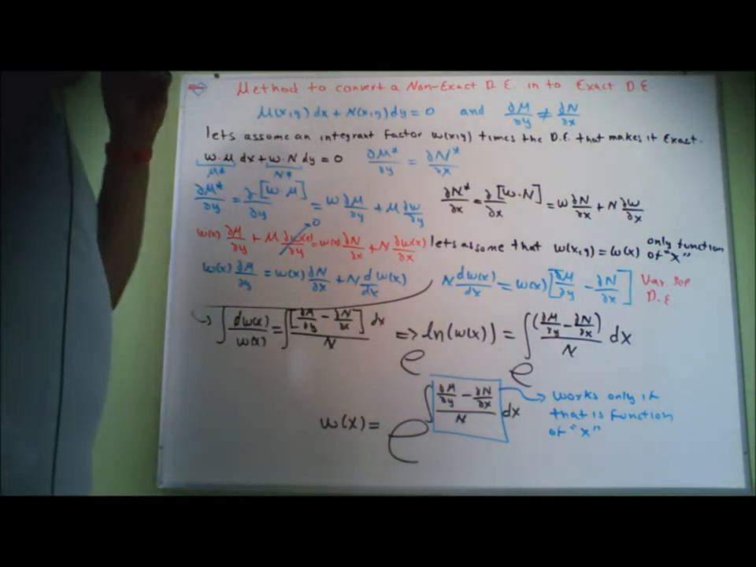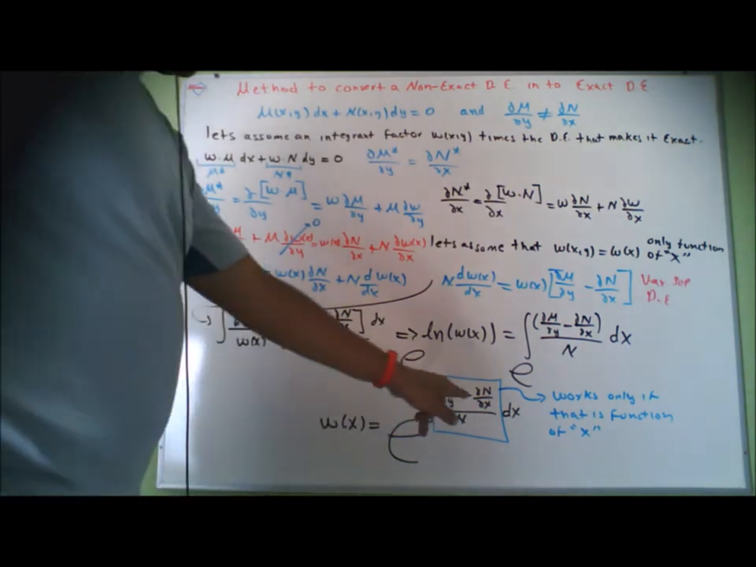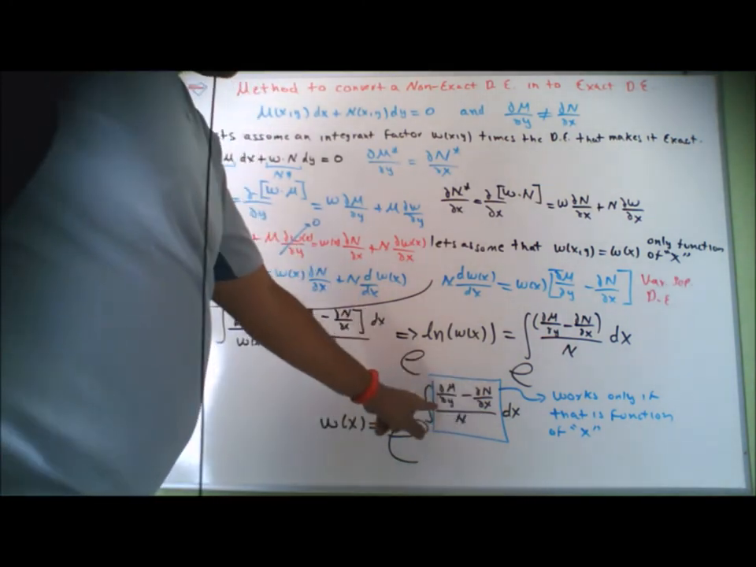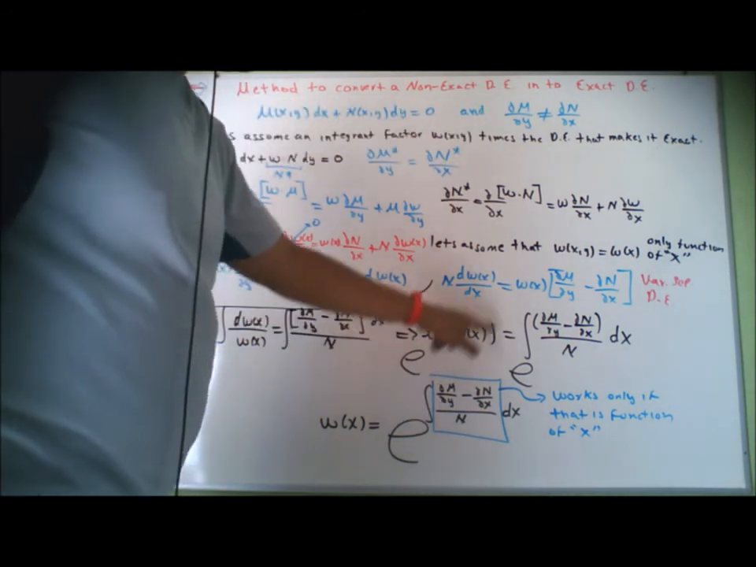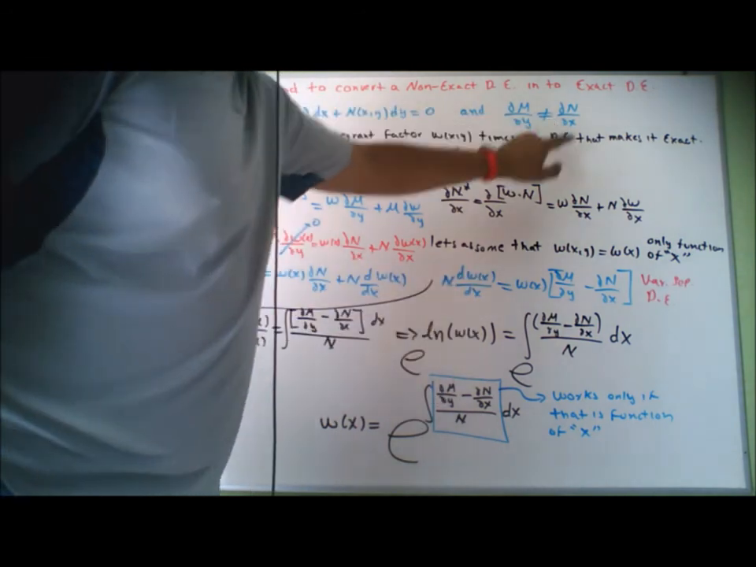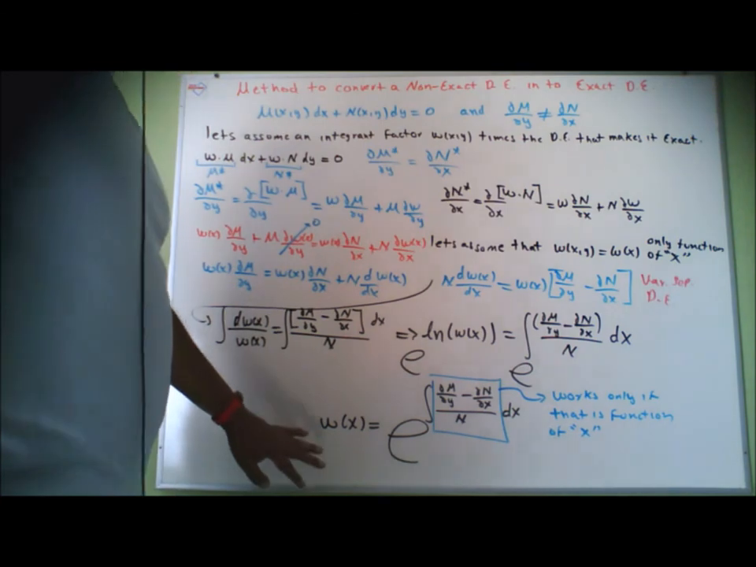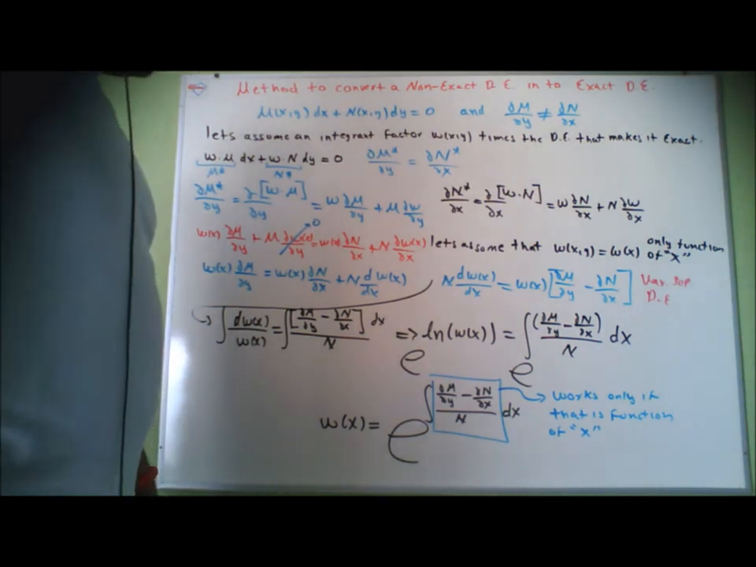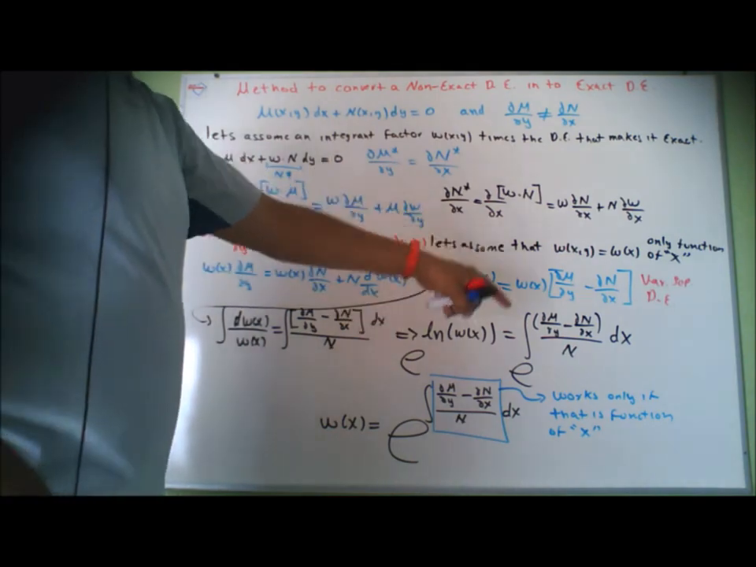Okay, now remember, this cannot be 0. Why can this not be 0? Because they are supposed to be different: the partial of m with respect to y and the partial of m with respect to x. Because they are different, this cannot be 0. And because this is not 0, there must be a value of w of x. All right? Okay, next video I'm going to do the same process, but assuming w of y.